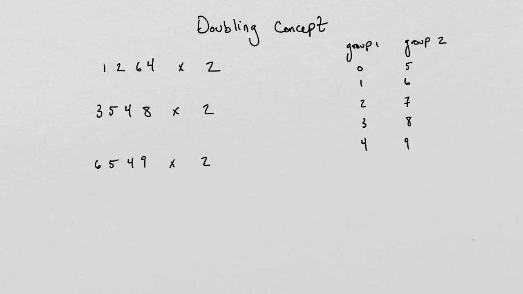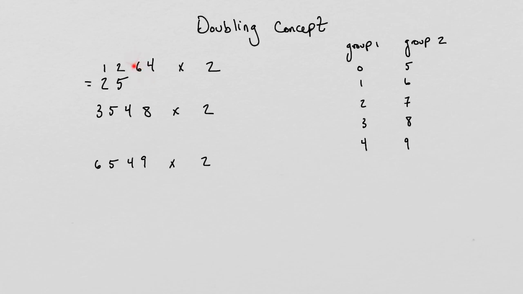Okay, 1 times 2 is 2. We look over the next digit. We see it's a group 1 digit. So we know we could just go ahead and write down that 2. Okay, 2 times 2 is 4. We look over at the next digit, though. We see that's a group 2. So instead of writing 4, we write the next number up, which is 5.